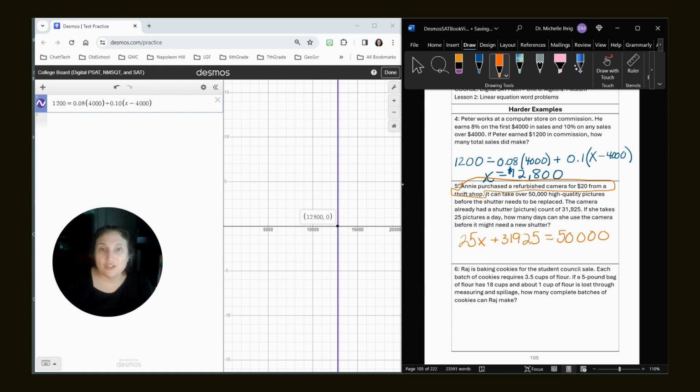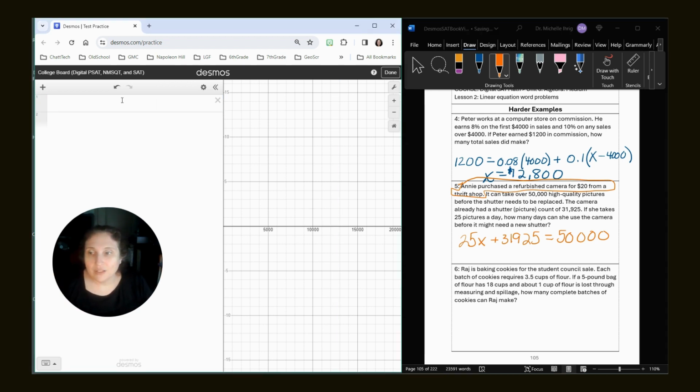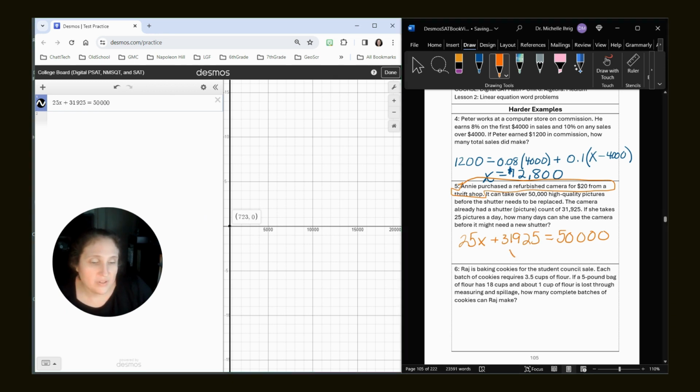So 25 pictures a day means 25x. She's already taken 31,925, so that's why we add that together. And what does that have to equal? The 50,000. So we go over here and we type 25x plus 31,925 equals 50,000. And we can see our point here, and it's 723. So she can take it for 723 more days before most likely needing to replace the shutter.